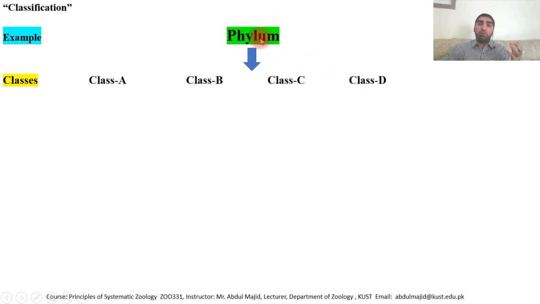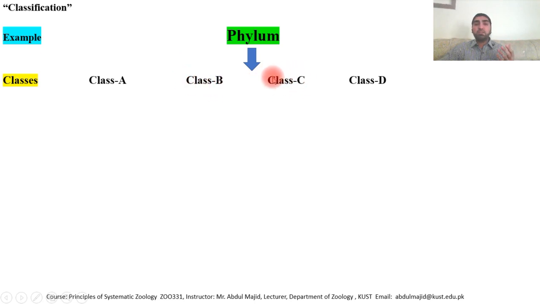For example, let's suppose the phylum Chordata. Chordates are all those which have a vertebral column. We'll take it very simple. Now we divide it into five classes, like Pisces, the fishes. Let's suppose class one is of fishes. Fishes have similar characteristics, that's why they are placed in one group. Then another group, for example, amphibians. All amphibians have similar characteristics, so they are placed in another group.